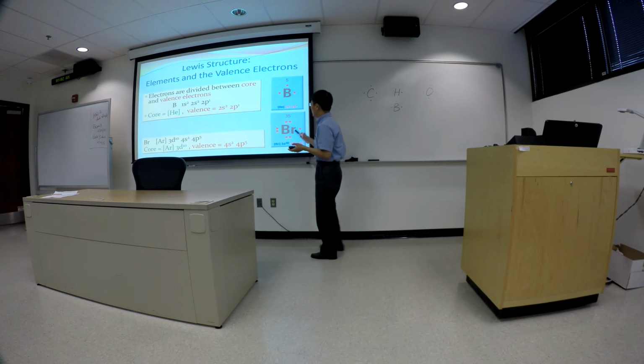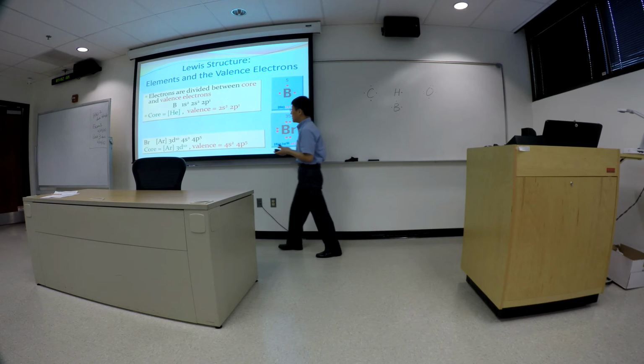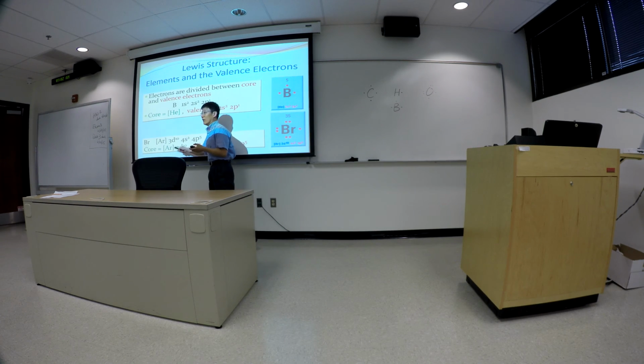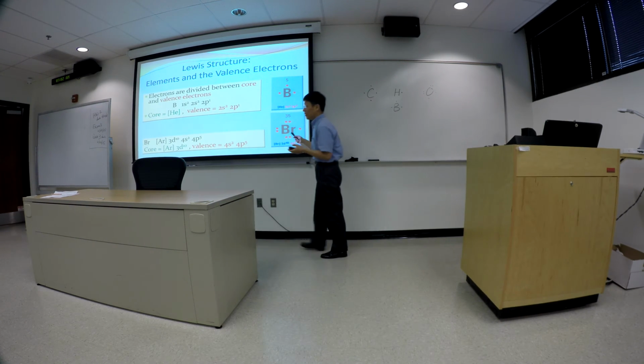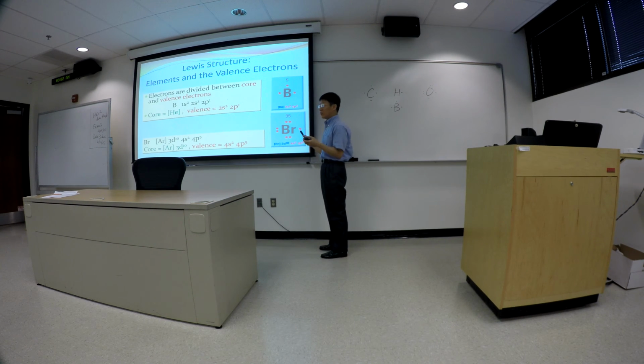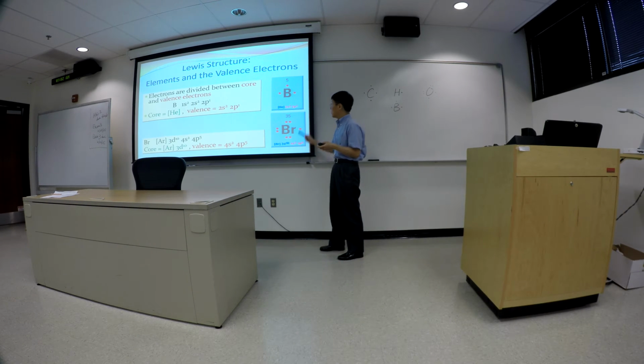When you put Br down, that represents the inner electrons and the protons and neutrons in there. So you have 7 valence electrons, one on each side. You get 3 pairs plus a single electron. So this would be the Lewis structure for bromine. This would be the Lewis structure for boron.